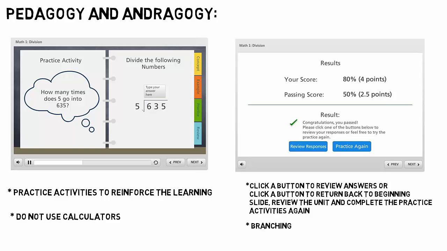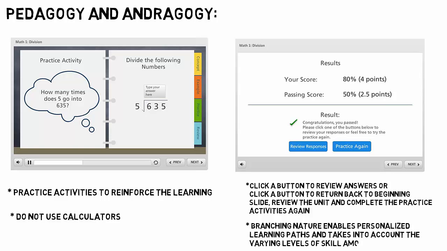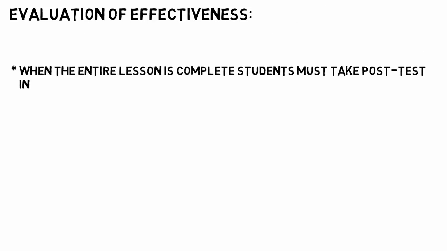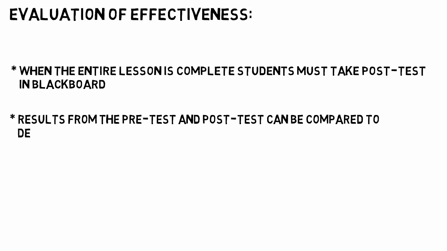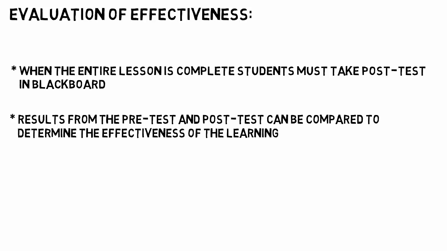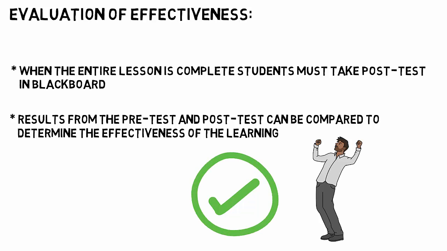The branching nature of this component enables students to personalize their learning path and takes into account the varying levels of skill amongst the students. Those who may not be comfortable with the subject matter can review and retry the quiz, whereas the students who are comfortable are able to progress to the next concept. Once each concept within the unit has been completed and the entire module is finished, the students are directed to a post-quiz within Blackboard. The instructor can then compare the results from the pre-test to those of the post-test to determine the effectiveness of the lesson for each student.